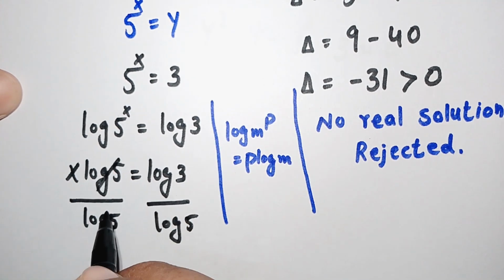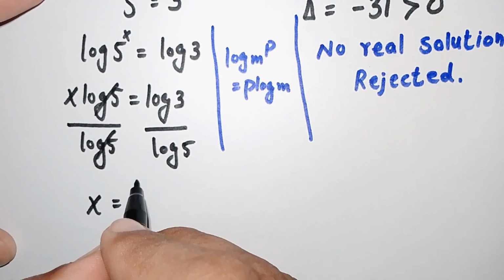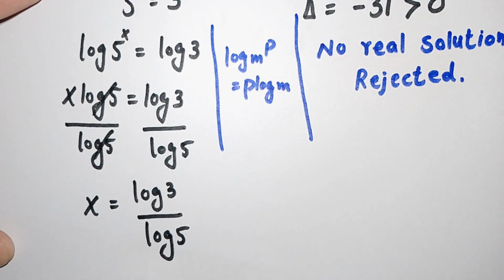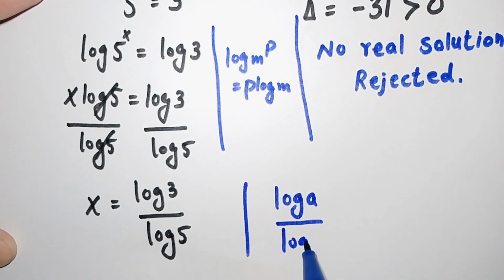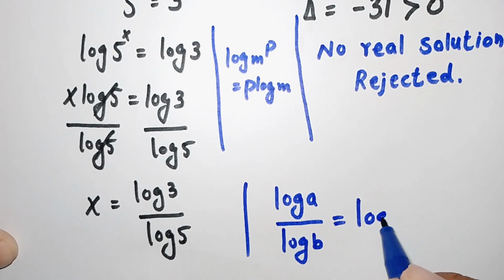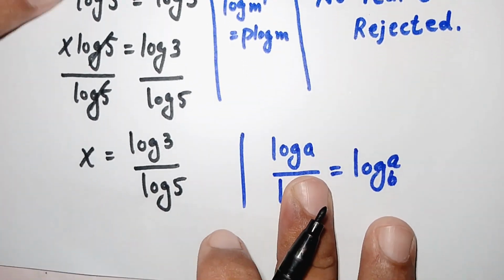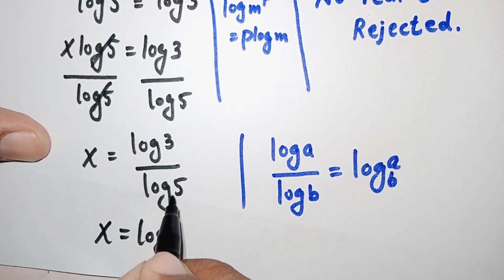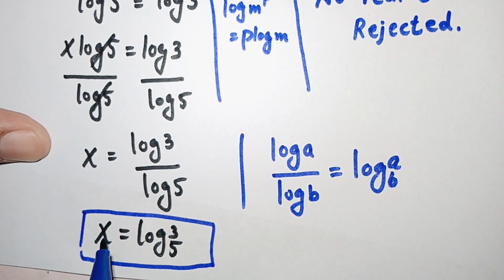So here log of 5 cancels with log of 5, so x is left. x is equal to log of 3 divided by log of 5. Now again we know that log of a divided by log of b is equal to log of a with base b. So to apply this condition, this will become x is equal to log of 3 with base 5. So this is the answer of this interesting question, and the value of x is log of 3 with base 5.